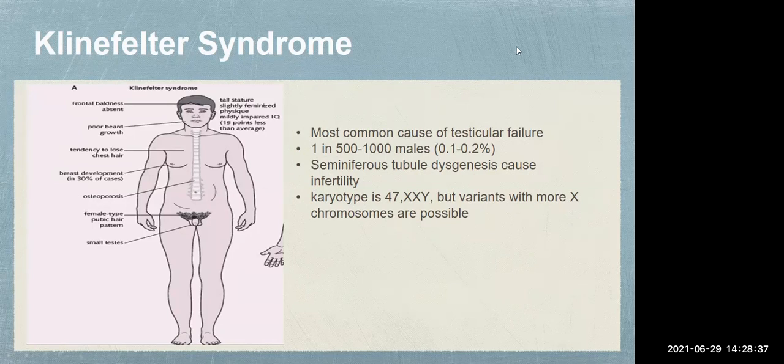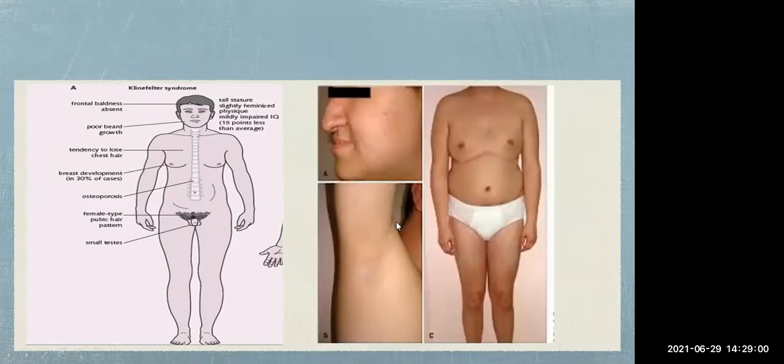It's the most common cause of testicular failure. It happens in 1 in 500 to 1,000 males, about 0.1 to 0.2%. The problem is due to seminiferous tubule dysgenesis, and because of this dysgenesis it causes infertility. The karyotype is 47,XXY, but variants with more X chromosomes are possible. So we look for the features mentioned by Arif and Sabri just now. In Klinefelter syndrome, they have tall stature, not short stature.